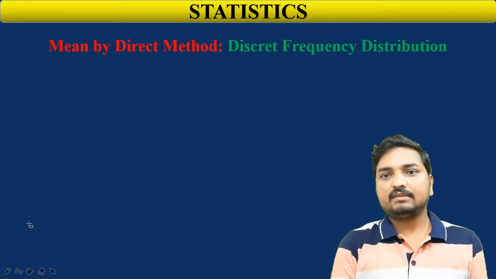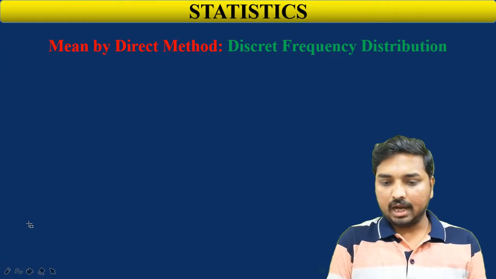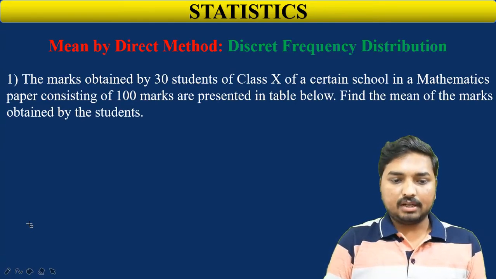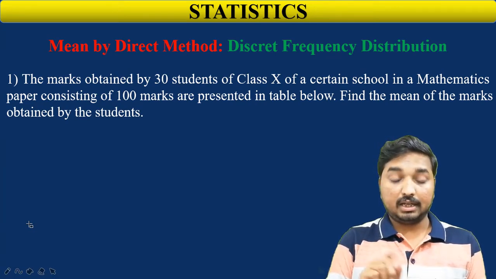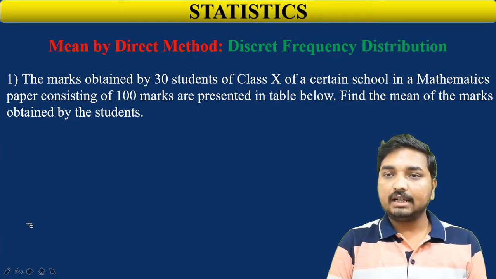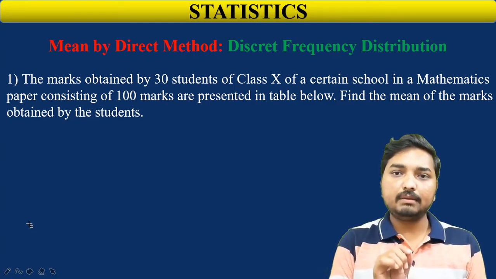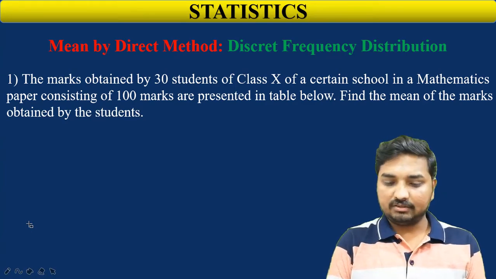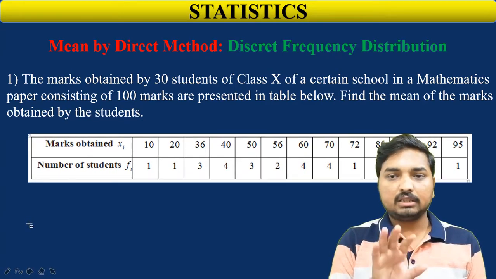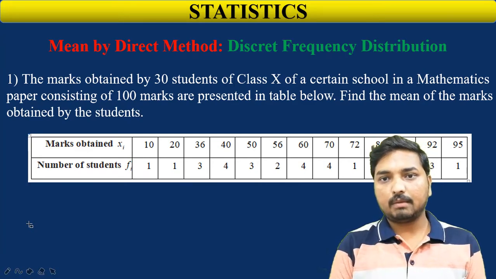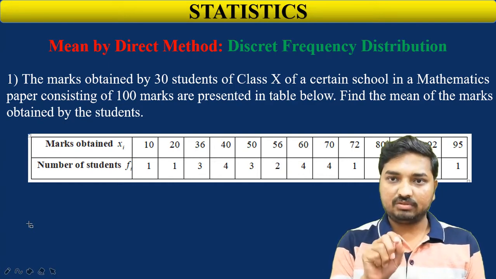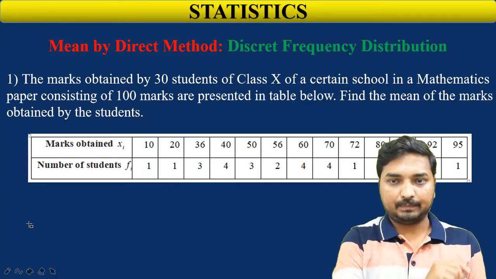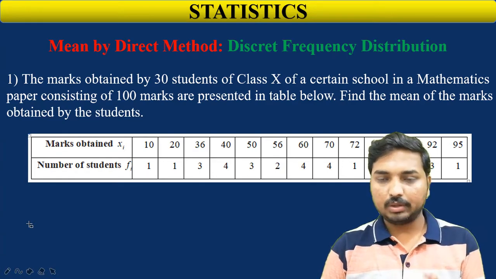So the first question I'm going to solve by the direct method. The question is like this: the marks obtained by 30 students of class 10 of a certain school in a mathematics paper consisting of 100 marks are presented in the table below. Find the mean of the marks obtained by the students. This is an example question from your NCERT textbook, already solved, and I'm going to solve it by the direct method. Now I will move on to the solution.